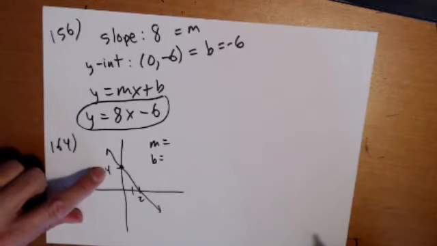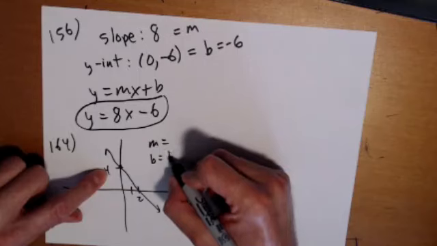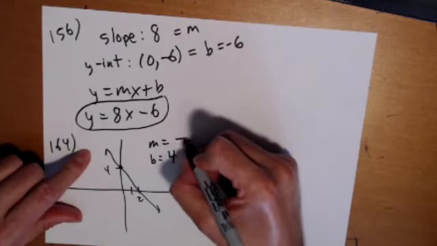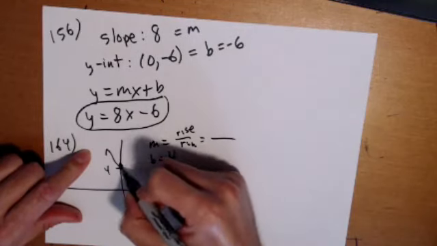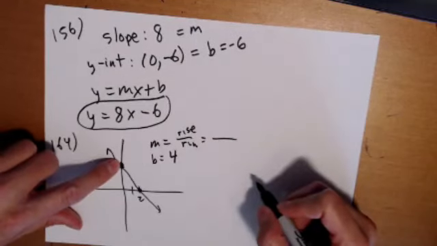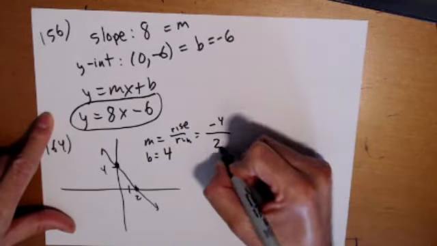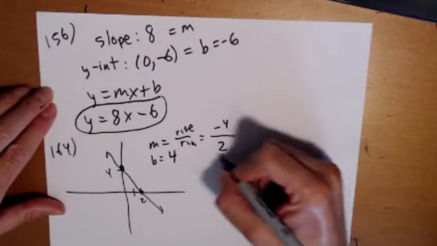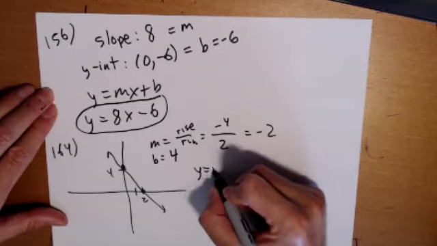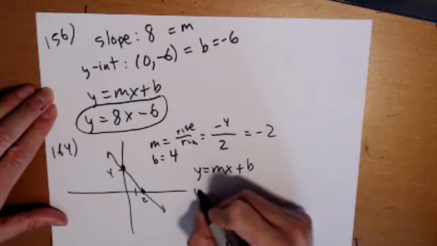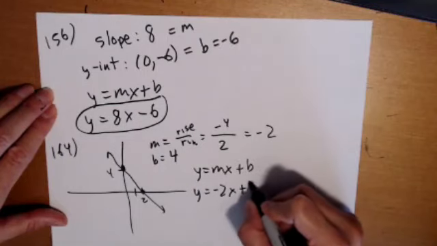The y-intercept, where do I cross the y-axis? The y-intercept is here at 4. So that's b. And then the slope. Remember, the slope is the rise over the run. How did I get from this dot to this dot? I had to go down 4 over 2. Rise over run. And that reduces to negative 2. So when I plug into y equals mx plus b, it's just y equals, the m is negative 2, and then the b is plus 4.